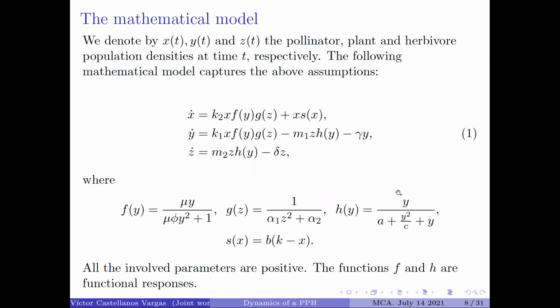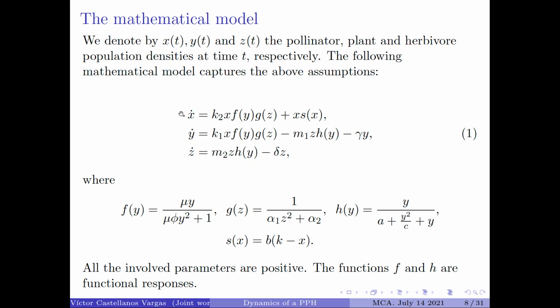The mathematical model that we describe is the next. We denote by x(t), y(t), and z(t) the pollinator, plant, and herbivore population densities at time t respectively. The following mathematical model captures the above assumptions.